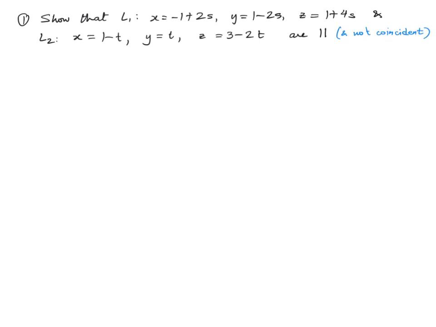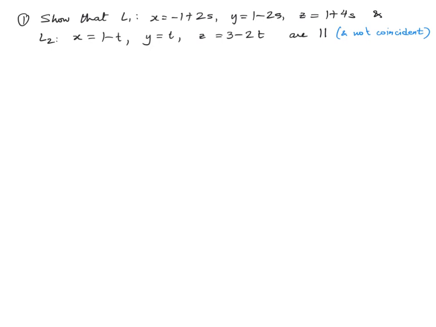All right, show that L1, which is x equals negative 1 plus 2s, y equals 1 minus 2s, z equals 1 plus 4s, and L2, x equals 1 minus t, y equals t, z equals 3 minus 2t, are parallel, and implied is that they are not coincident, because coincident lines also have parallel direction vectors, but they happen to be the same line. So you have to make sure that they are not coincident by first of all showing that they're parallel and then checking that they aren't going to be right on top of each other. You'll notice also this first line, the parameter is s. The second line, the parameter is t. You got to make sure you have different parameters for the two lines.